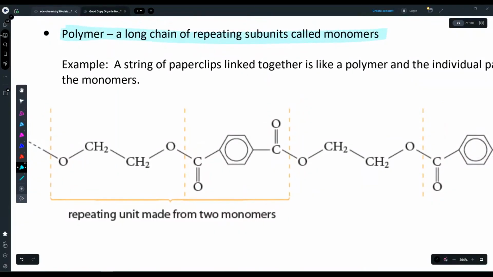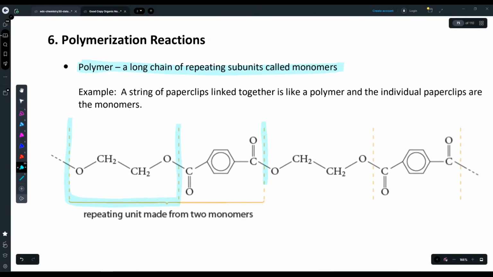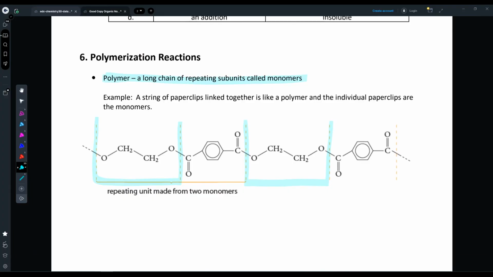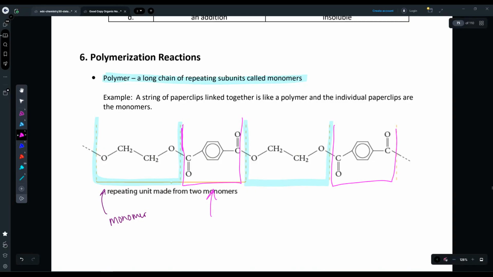In this polymer, I'm noticing that this section shows up over and over again. So this would be one of our monomers. And over here, this is another repeating subsection, so this is our second monomer. We'll say monomer number 1, monomer number 2.